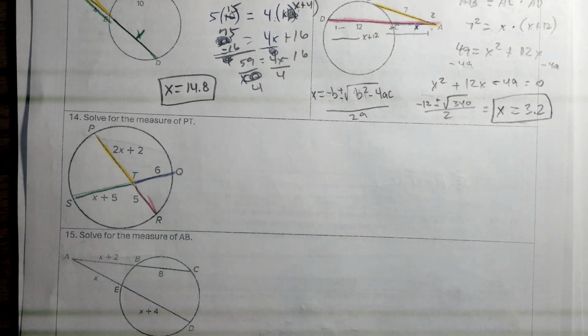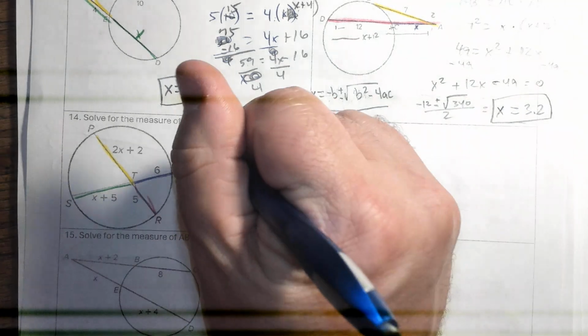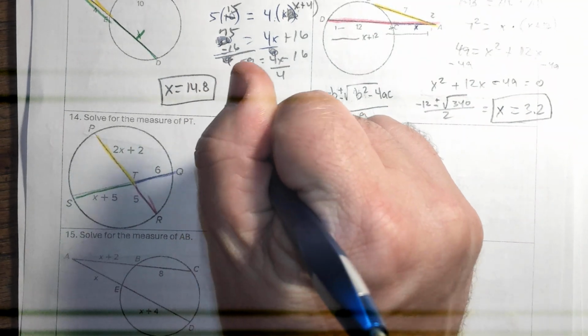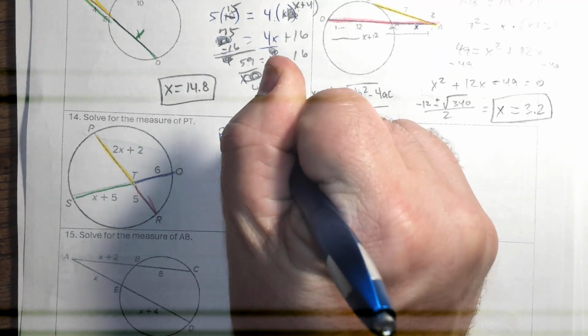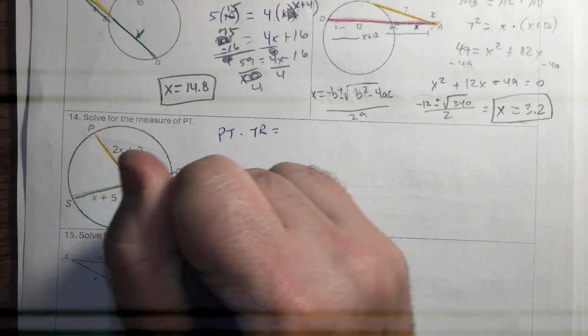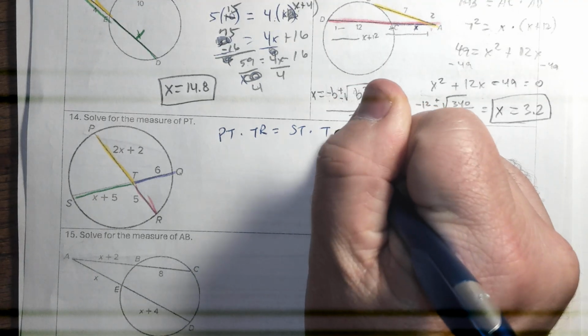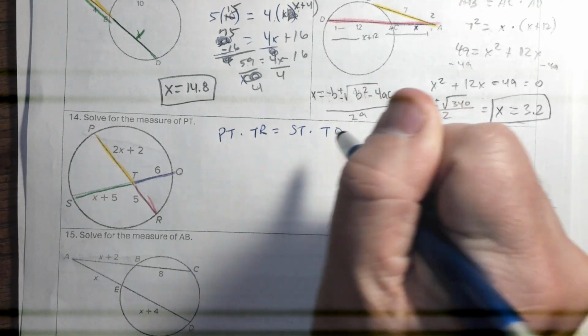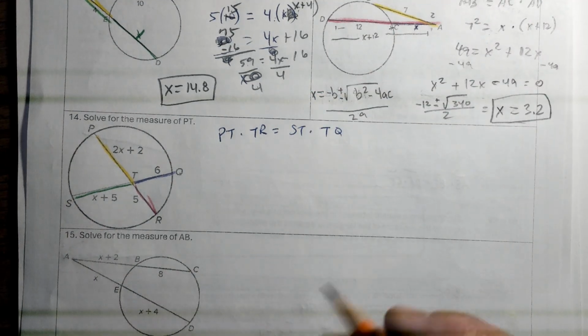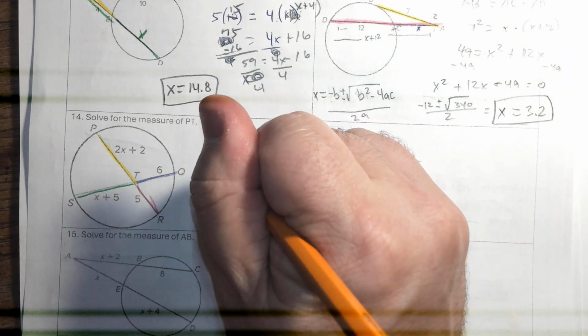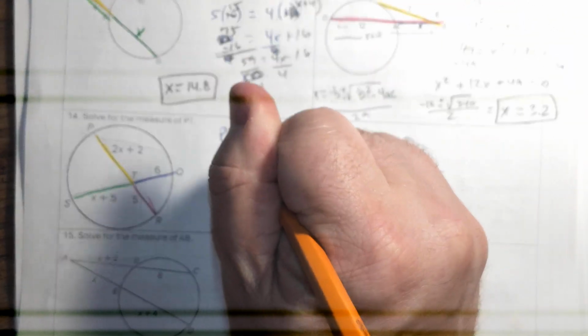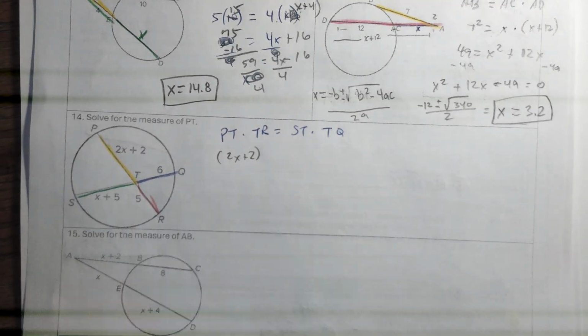So find the measure of PT. I'll try to speed it up a little. PT. So they want PT. So we got PT in there, this guy over here, and this one over here. All right, so we learned that yellow times pink, PT times TR is equal to ST times TQ. So PT is 2x plus 2. So we're going to solve for x, and then we got to plug it back in.